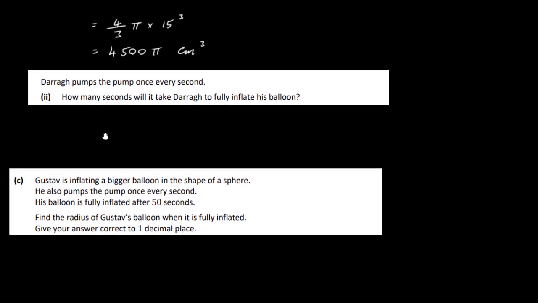Dara pumps the pump once every second. How many seconds will it take Dara to fully inflate his balloon? Okay, so each cylinder volume is 180 pi. We need 4,500 pi centimeter cubes to fill the balloon. So it's just going to be 4,500 pi divided by the 180 pi. So the pi's will cancel there, or you'll get 1. And from that you will get 25 seconds.